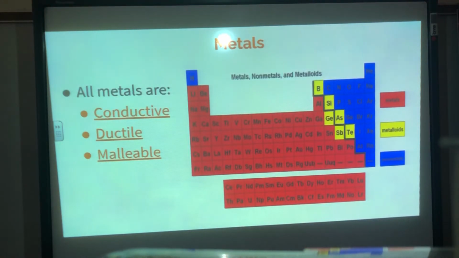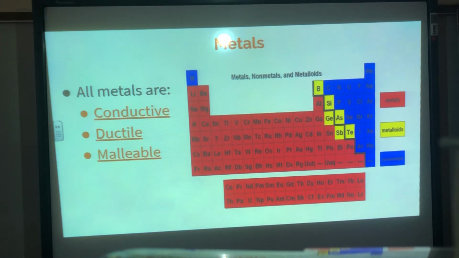Now, all metals. This is key because you're going to have to know this. Predominantly, most of the periodic table is metals. We found that out yesterday. All metals. Look at the red. All metals. All right? Then, all metals are conductive.